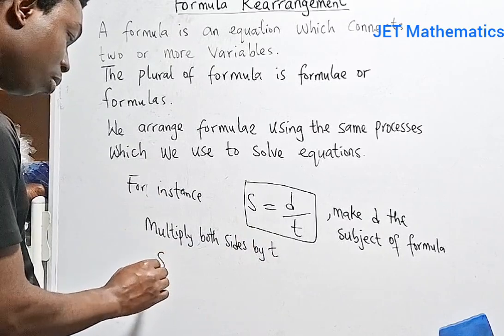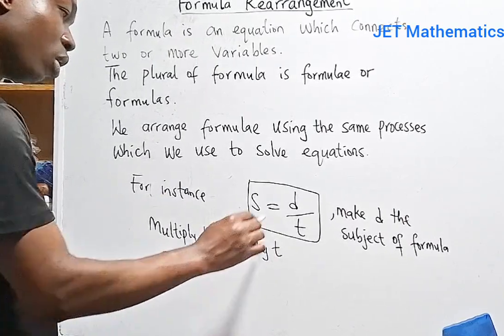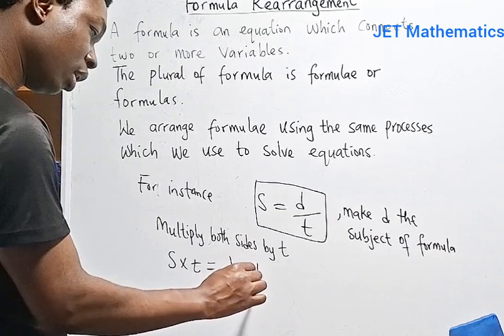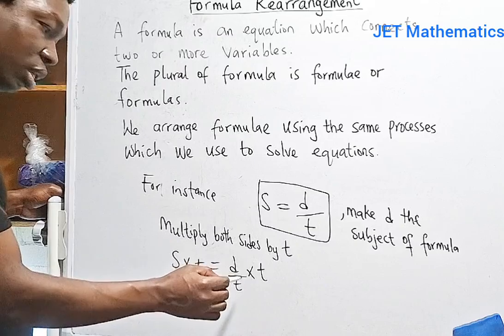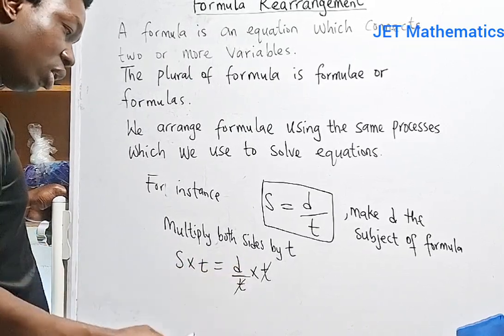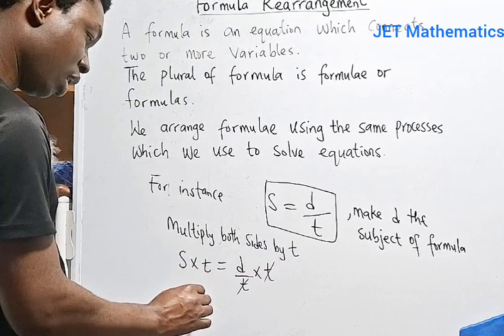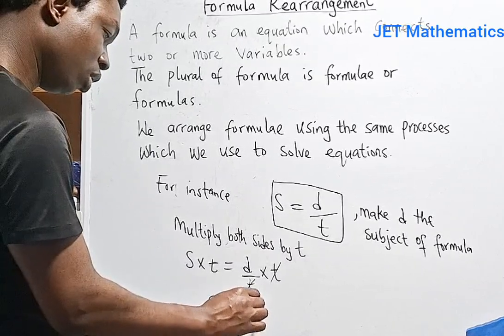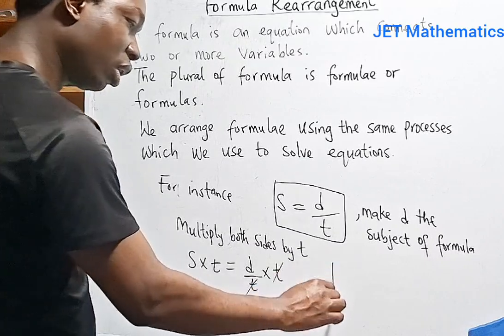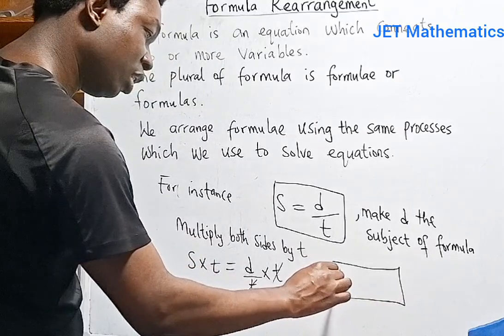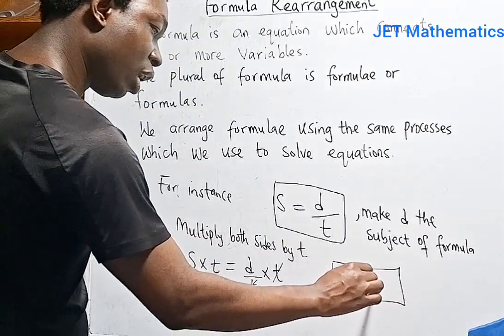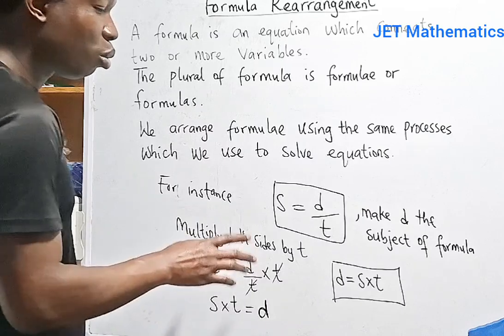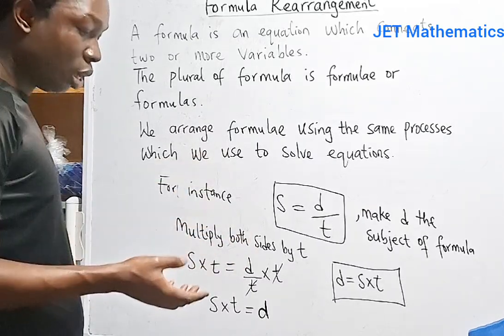So we say S multiplied by T is equal to D over T multiplied by T. In this case, T cancels out with T, so that we get S times T is equal to D. So we can bring that to the right hand side and say D is equal to S times T, or you can simply put ST. So this is what we'll be doing majorly in this topic.